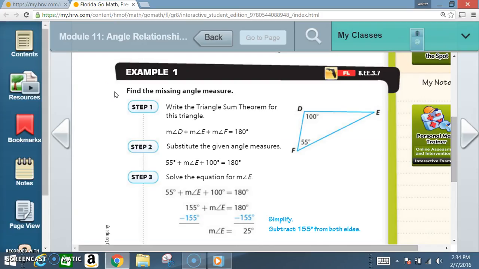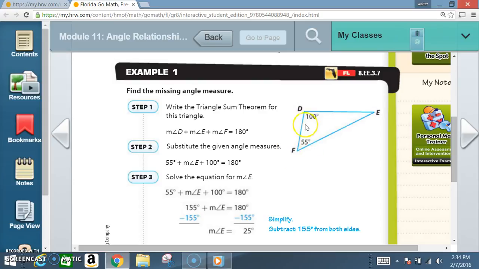Okay, to reinforce the lesson, let's take a look at example 1. Find the missing angle measure. Step 1. Write the triangle sum theorem for this triangle. The measure of angle D plus the measure of angle E plus the measure of angle F is equal to 180. You need to know that information. Step 2. Substitute the given angle measures. 55 plus the measure of angle E, which we don't know, plus 100 is equal to 180.